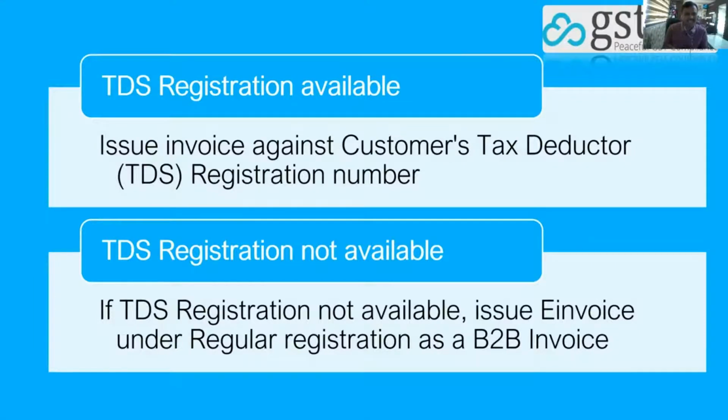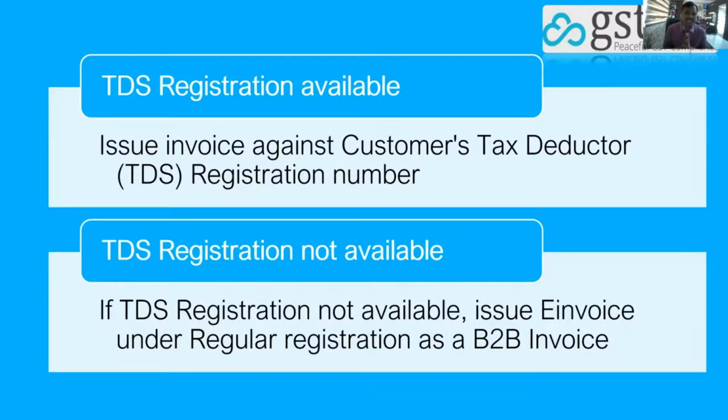If the government TDS registration is not available, but they have furnished a regular registration, then it is like any other normal issue of an e-invoice. Like any other invoice you are issuing to a registered person, you will be using that number. In either case, you will be doing an e-invoice when a supply is made to the government.